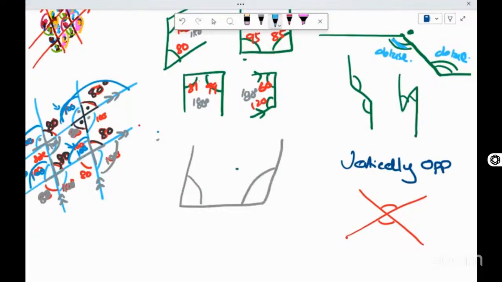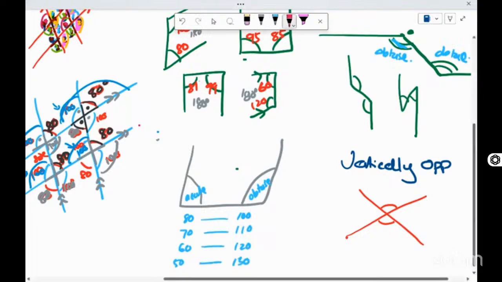So that means this angle could be 80, this one would be 100. And why did I choose this one to be 100? Because this one is obtuse and this one is acute. And I could change this out. I could make this 70, then this becomes 110. I could make this 60, this will become 120. If I make this 50, this will become 130. No matter what, you can see that these two always add up to 180 degrees.